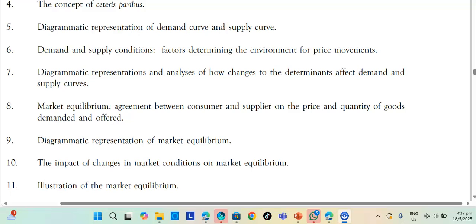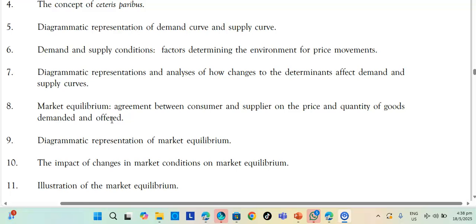Now, how does this work? If the price is too high, suppliers will want to do what? They will sell more. But the consumers, they're going to do what? They're going to buy less. So if the price is too high, and please remember we are looking at market equilibrium, suppliers want to sell more, but consumers buy less.